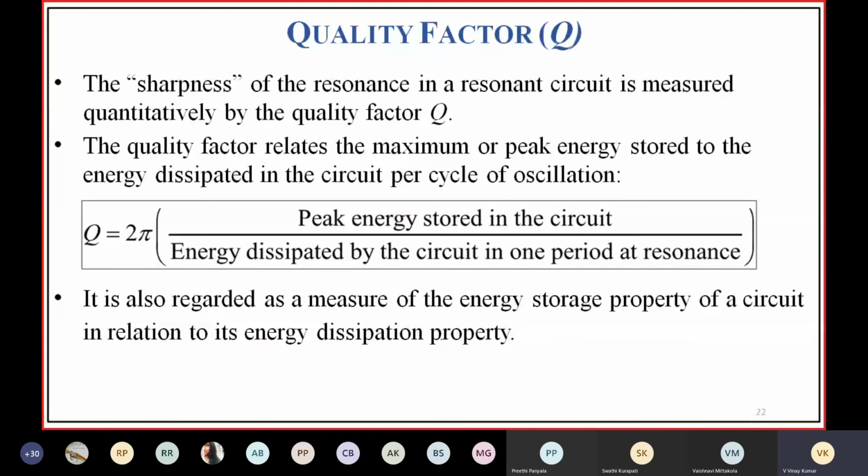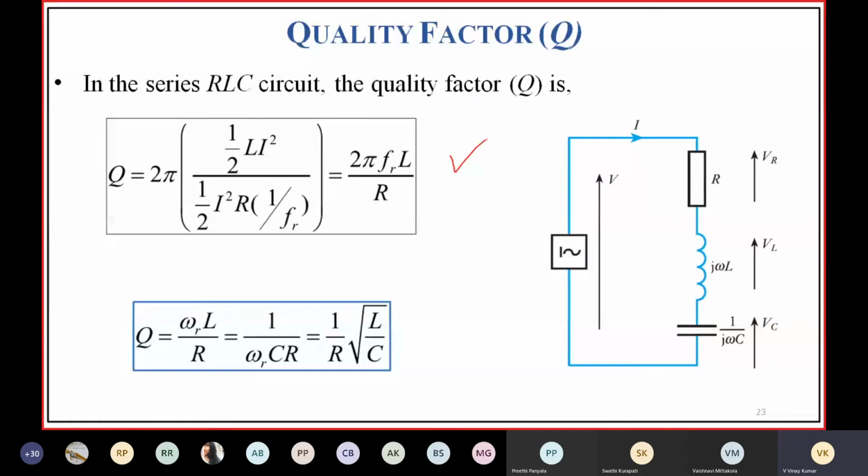The sharpness of the resonance in a resonance circuit is measured qualitatively by the quality factor. The quality factor relates the maximum or peak energy stored to the energy dissipated in the circuit per cycle of oscillation. We have the formula: 2 pi into the peak energy stored in the circuit by the energy dissipated by the circuit in one period at resonance. Applying that formula, we get 2 pi Fr L by R.